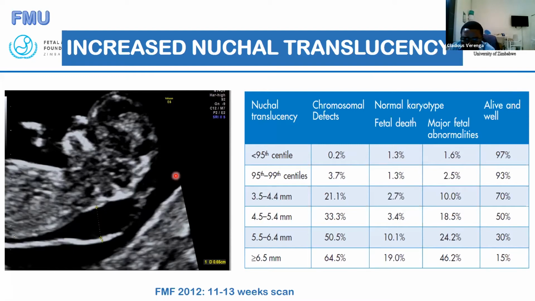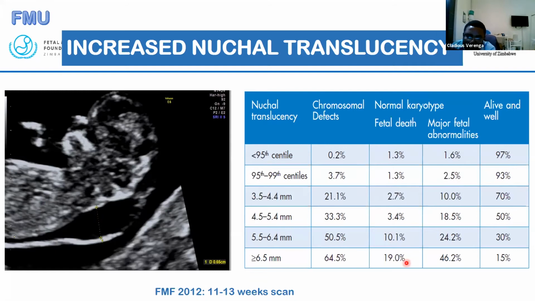What the table that this message is telling us is that if the nuchal translucency is abnormal, it is not just the chromosome abnormalities that we have to worry about. We also have to worry about the presence of major fetal abnormalities. We have to worry about the risk of the baby dying inside the mother's womb. This is the reason why a woman with abnormal nuchal translucency will need to be referred to a fetal medicine unit so that the baby can be evaluated on top of chromosome abnormalities for these other conditions.